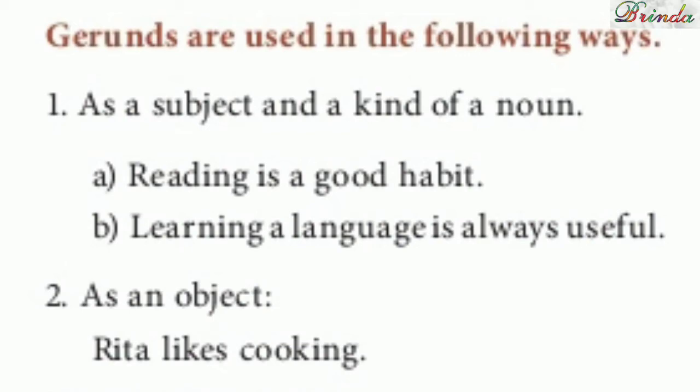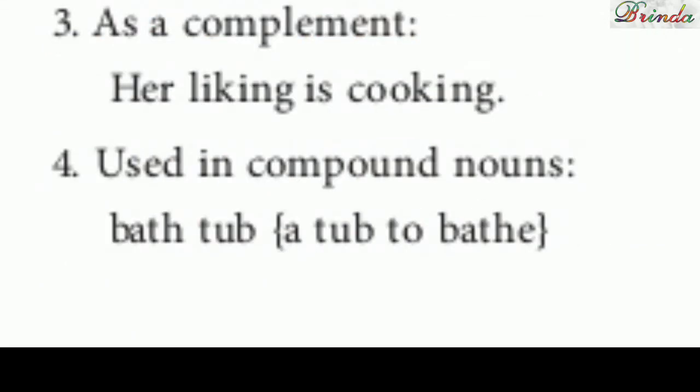Second one, as an object. Rita likes cooking. So likes, she is not cooking, likes only cooking. Third one, as a complement. Her liking is cooking. Fourth one, it is used in compound nouns. Bathtub, a tub to bathe.